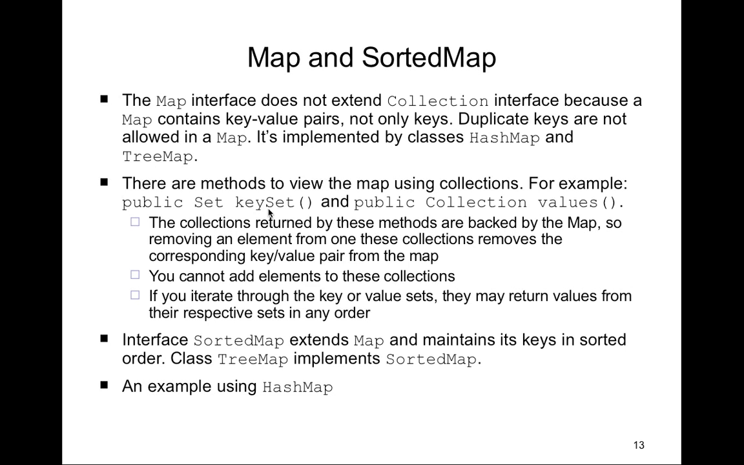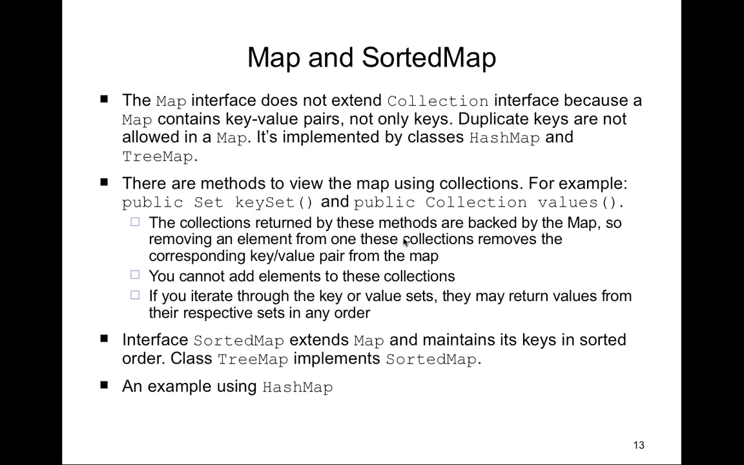So there are methods to view the map using the collections. For example, here we have a key set. We can go to the values, get the value of a particular key. Normally what we're doing is keeping associations. So we have a key with a couple of values, or one value: value 1, value 2, value 3.